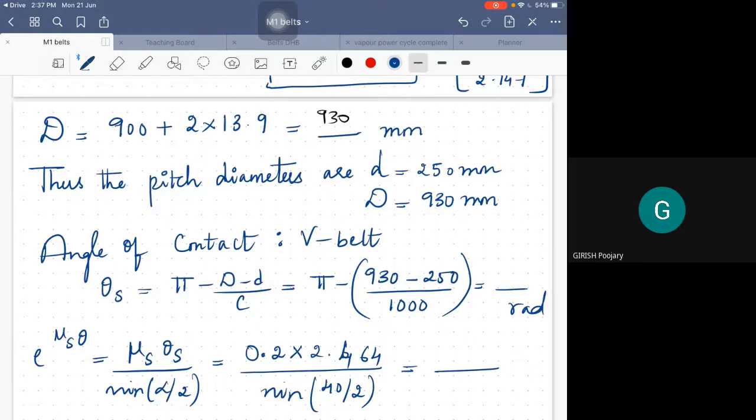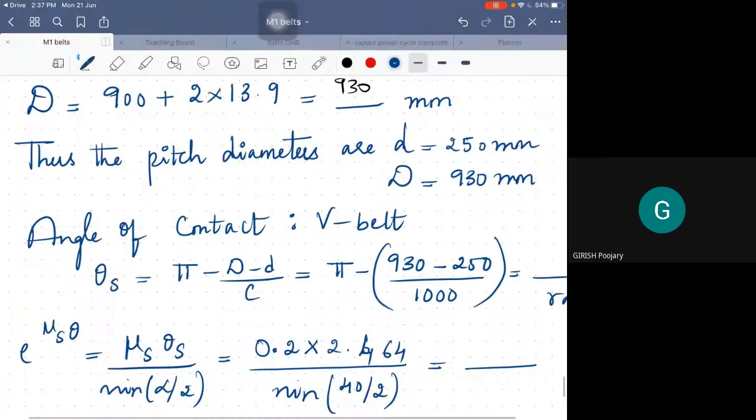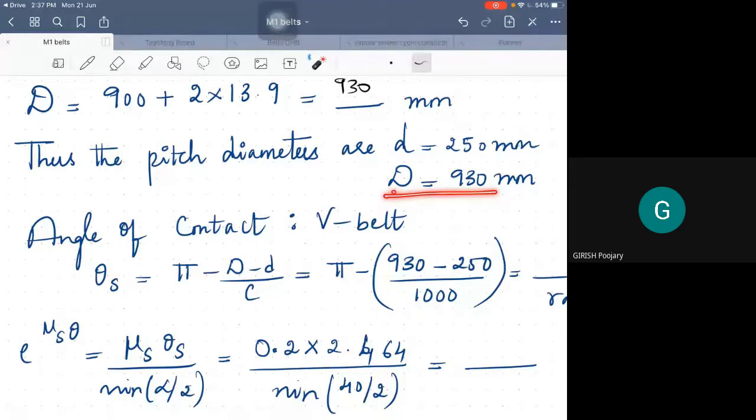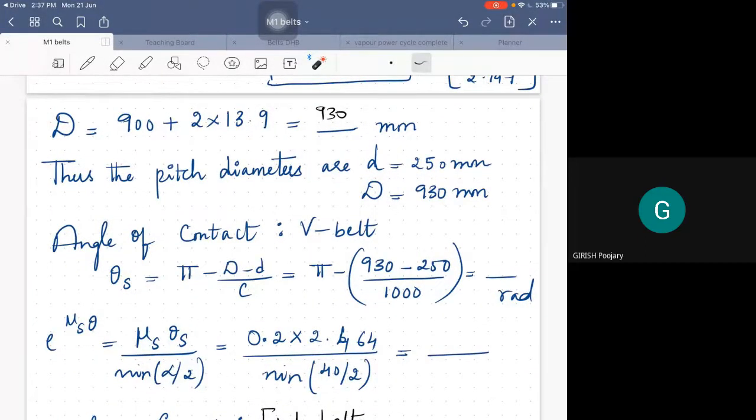Now, what you do? These are the diameters. Thus, we can come to a conclusion that small d, pitch diameter which is directly given for the V-belt, is 250. Capital D, you have converted a normal diameter into pitch diameter for the flat pulley, which is 930 mm. Now, you calculate angle of contact for the V-belt. We will calculate separately for the flat belt as well as for the V-belt. Time being for the V-belt, theta S.